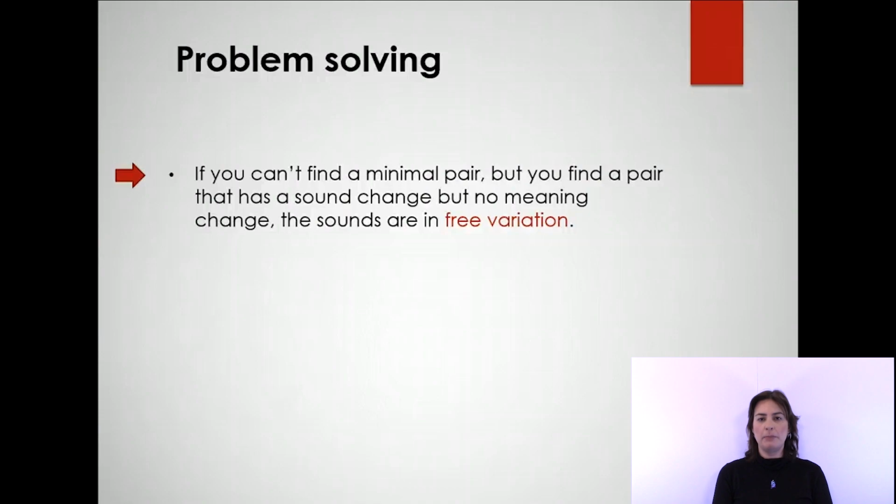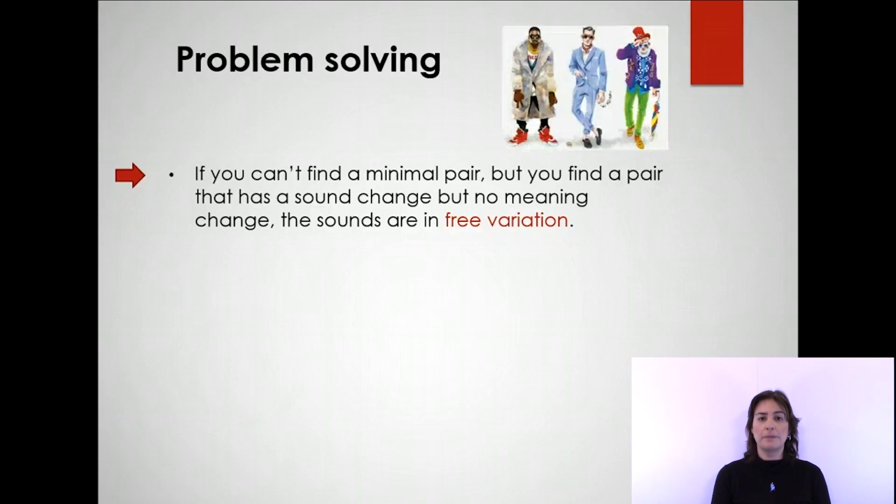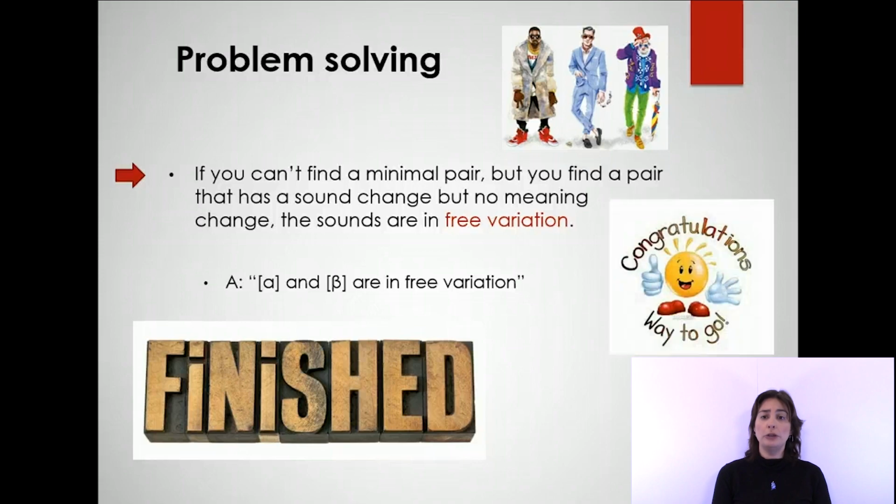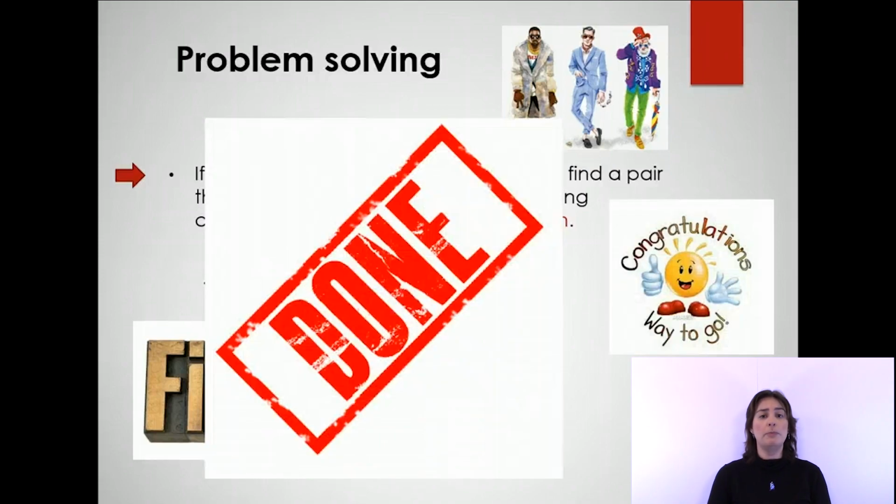If you can't find a minimal pair, but you find a pair that has a sound change but not meaning change, the sounds are in free variation. In this case, your answer should be: alpha and beta are in free variation. And that's it. It's finished. And you should congratulate yourself because you are done with the problem.